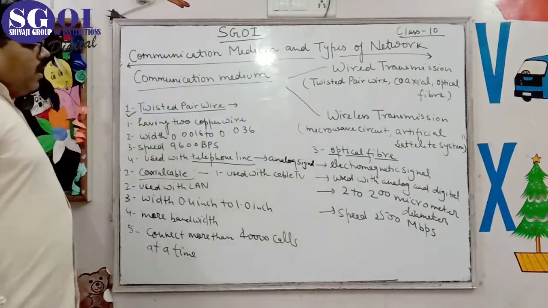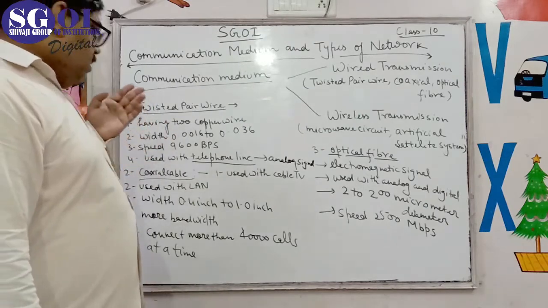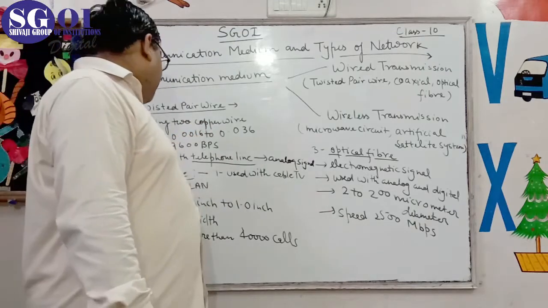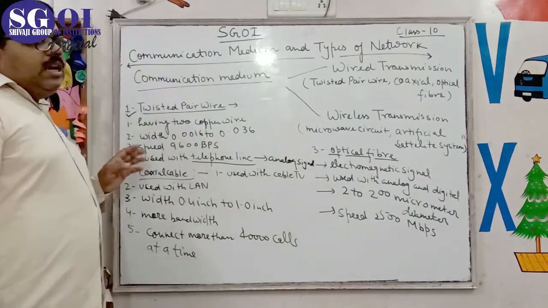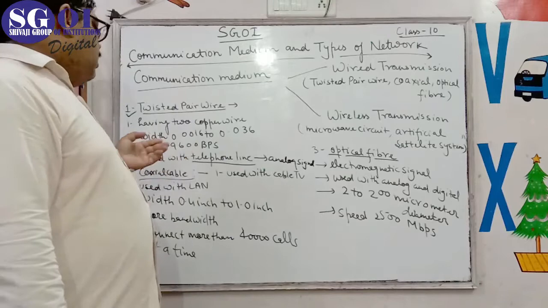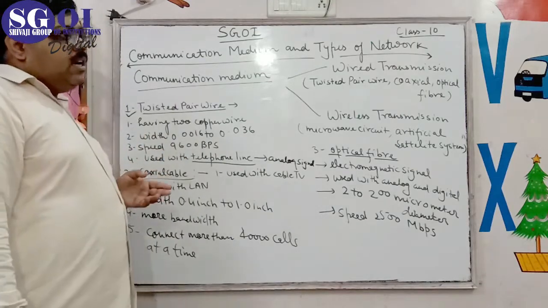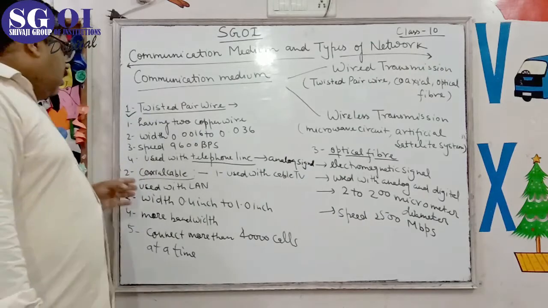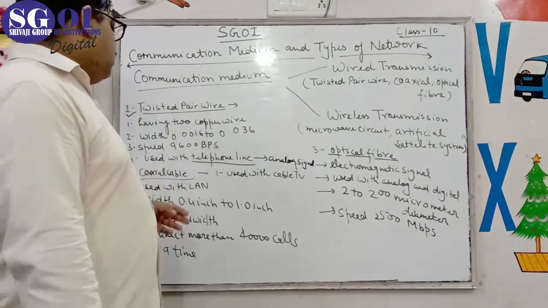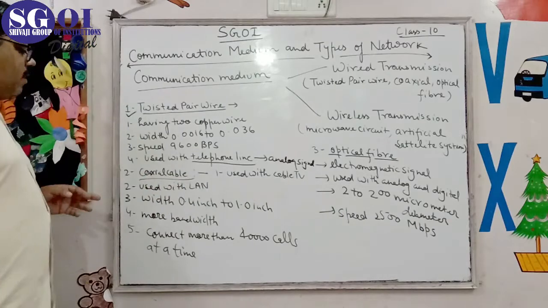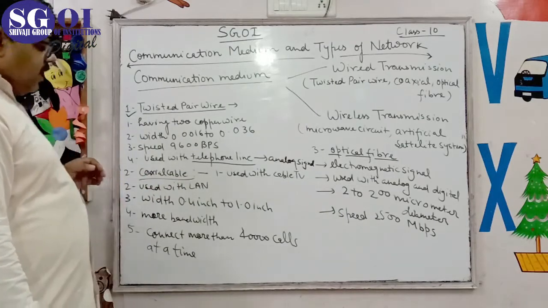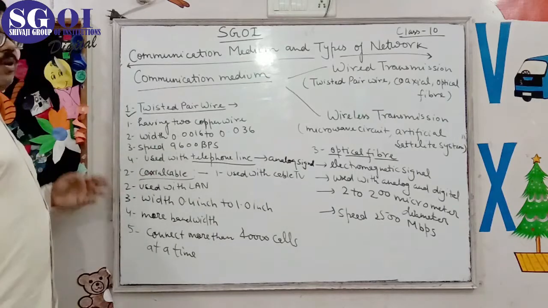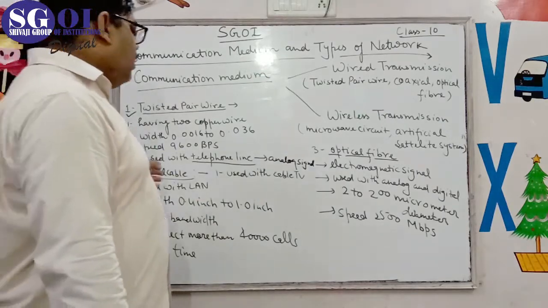Coaxial cable is used with TV, meaning it is used by the cable TV operator. It is also used in LAN, where the distance between sender and transmitter is approximately 1 kilometer or within a building. Width is 0.4 inch to 1 inch. It requires more bandwidth, and we can connect more than 40,000 calls at a time with the help of coaxial cable. So it is very important for us.